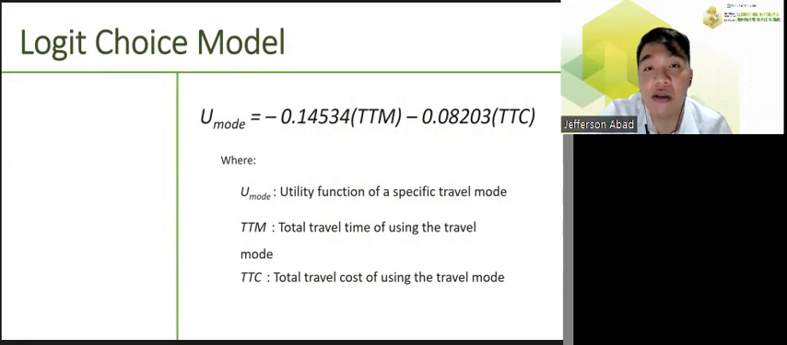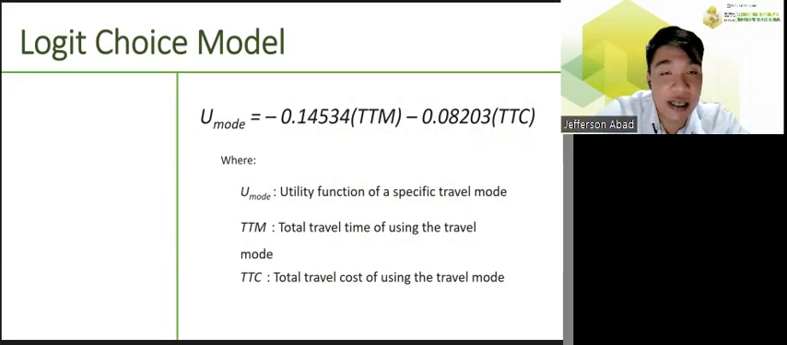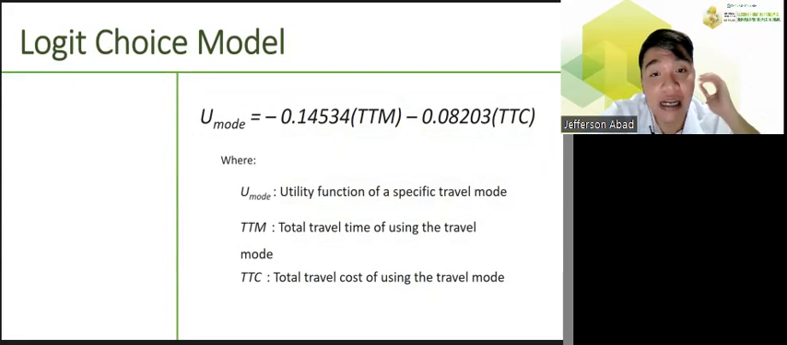Utility is equal to negative 0.14534 times travel time minus 0.08203 times total travel cost. The time coefficient, as you can see, is slightly negatively higher than the cost coefficient, which would mean that on average, commuters consider travel time more than the total travel cost or fare in their decision to choose their ultimate travel mode. Thus, in terms of hierarchy, the Tubungan travelers consider travel time more than travel cost.